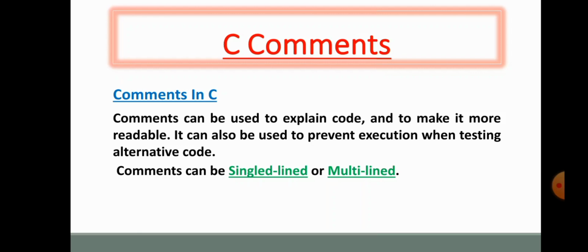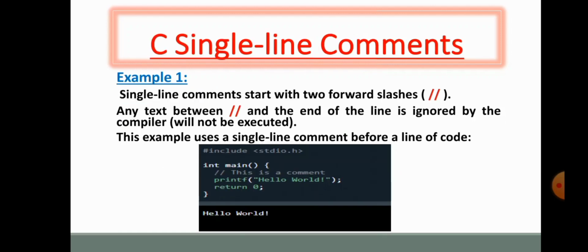Basically, comments in C can be used to explain code and to make it more readable. They can also be used to prevent execution when testing alternative code. Comments can be single-line or multi-line. In C programming language, single-line comments start with 2 forward slashes. Any text between the 2 forward slashes and the end of the line is ignored by the compiler and will not be executed. This example uses a single-line comment before a line of code.